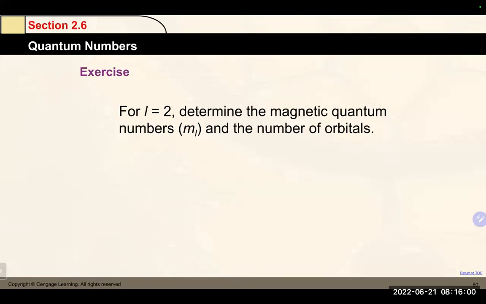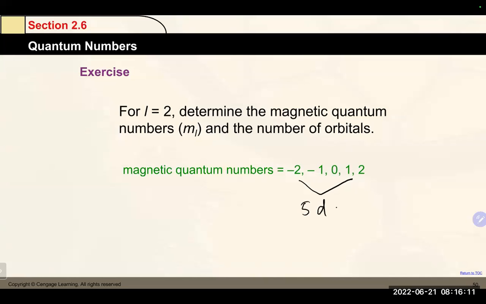And obviously, I just did it there for our l equals 2. Again, it would run from -2 to -1 to +2. Again, these would be our 5d orbitals that make up our d subshell here in this case. Any questions on quantum numbers, how to assign them? Okay.